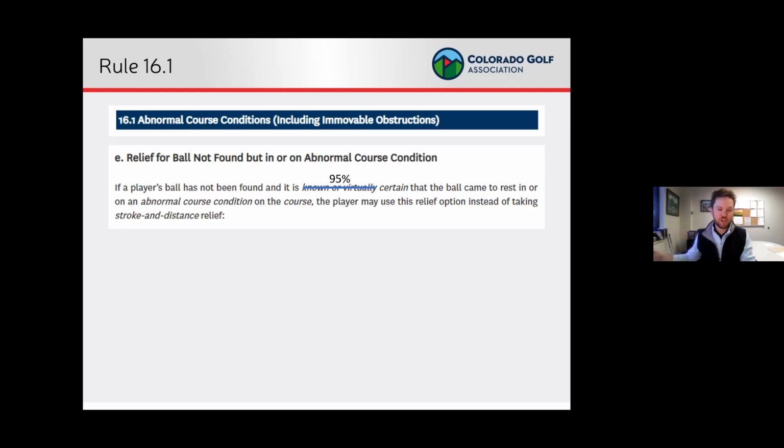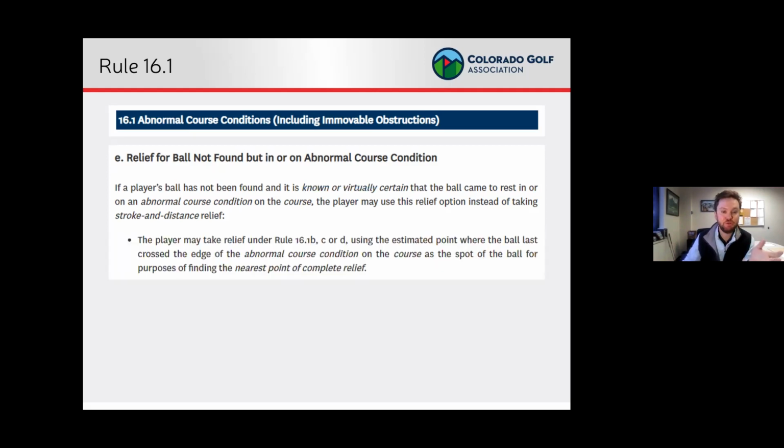Someone else saw it, that's knowledge or virtual certainty. Or where else could it be? It has to be in here. We have knowledge or virtual certainty. If you don't, which we'll see, your ball's lost. The player may take relief under Rule 16.1b, c, or d. And when it says 16.1b, c, or d, it means it depends on what area of the course it is.